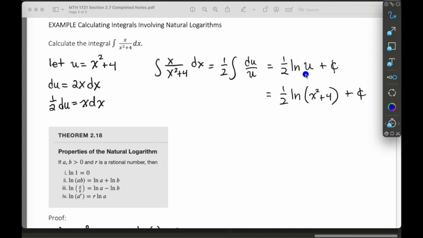And then the last step is to go back and resubstitute for u so that you have everything in terms of x. Since the question is asking about integrating with respect to x, we need to make sure that that's how we write our final answer. So when I go back and resubstitute for u, I get 1/2 natural log of x squared plus 4, and then of course our plus constant.